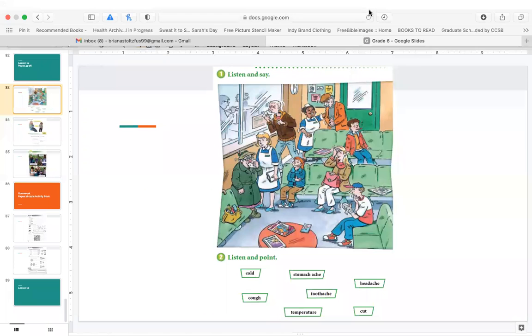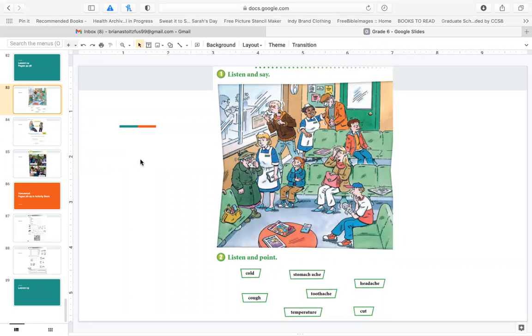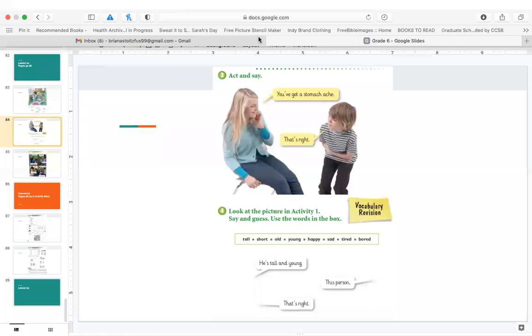Which person is tired? All of the people who are sick look tired. Which person is bored? He looks kind of bored. He looks bored. Okay, repeat these after me one more time.